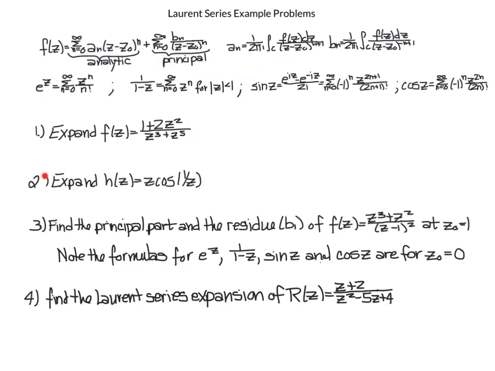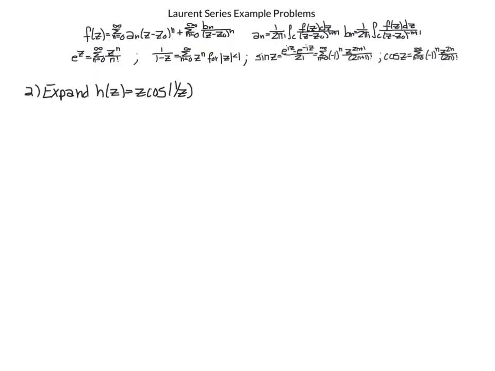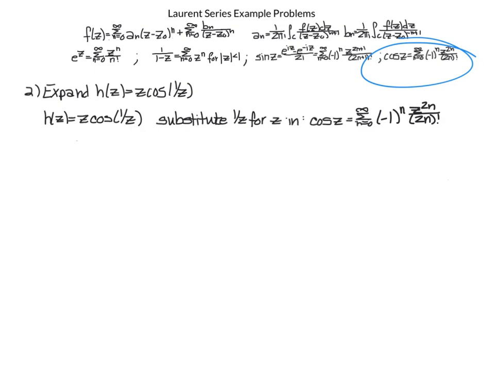The next problem is to expand h of z equals z times cosine of 1 over z. In our problem h of z equals z cosine 1 over z, this kind of obviously looks like we're going to be modifying this cosine z formula. And what we're going to do in particular is we're going to substitute then 1 over z for z in this formula, which I've recopied here.